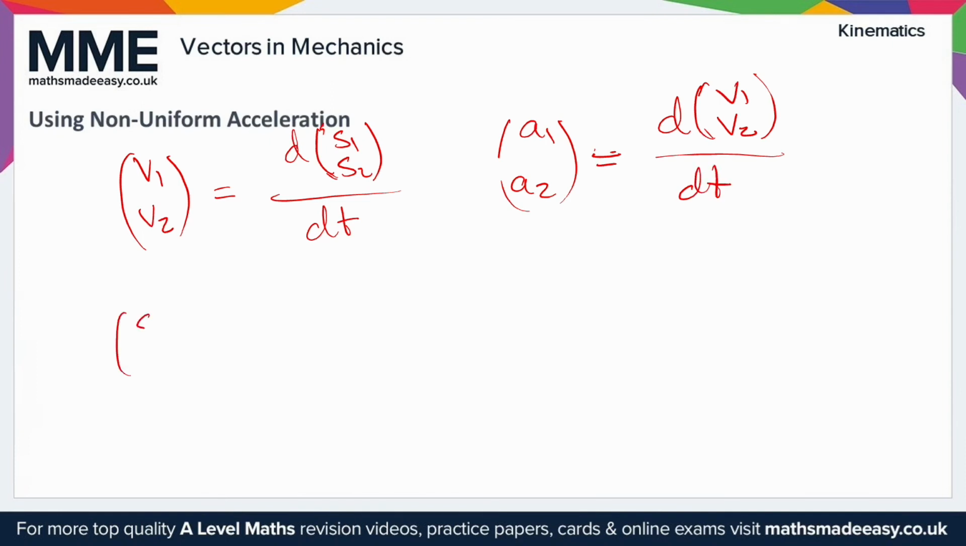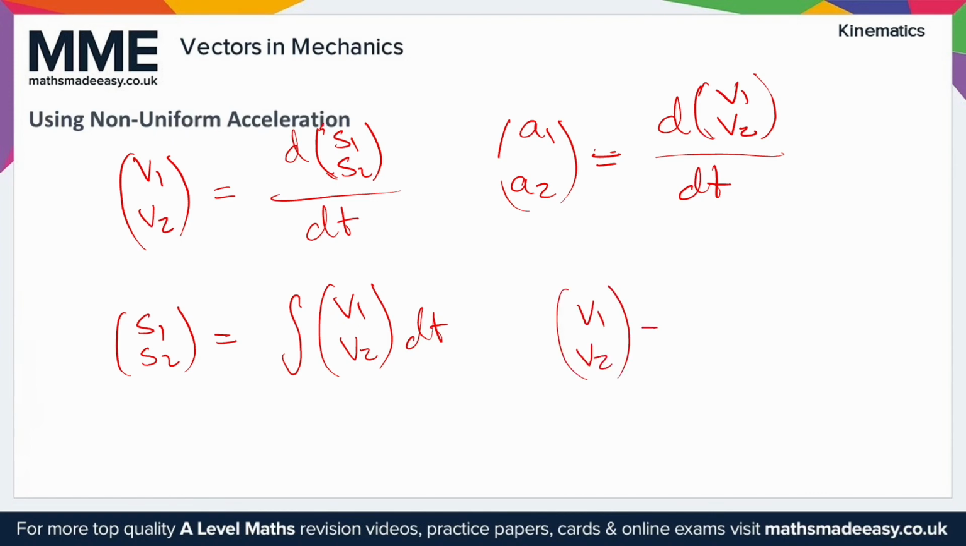And of course, you can go in the opposite direction as well. So you could have (s1, s2) is the integral of (v1, v2) with respect to time. And we could have (v1, v2) is the integral of (a1, a2) with respect to time. Again, I've only mentioned 2 dimensions, but you could do it up to n dimensions. And you could also use i and j notation as much as you want. It's just simple differentiation or integration, and you would just integrate the top component separately to the bottom component.